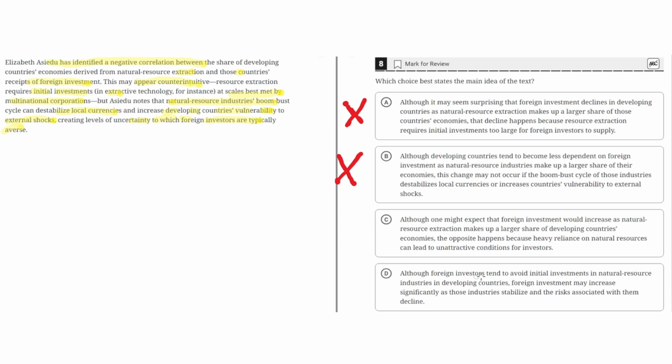D. Although foreign investors tend to avoid initial investments in natural resource industries in developing countries, foreign investment may increase significantly as those industries stabilize and the risks associated with them decline. So this is incorrect because although the first part is correct, where it highlights how foreign investors avoid initial investment in natural resource industries, the text doesn't suggest what happens in the long run when foreign investment may potentially increase as those industries stabilize. So, because this isn't mentioned in the text, D is incorrect. And therefore, the correct answer is C.